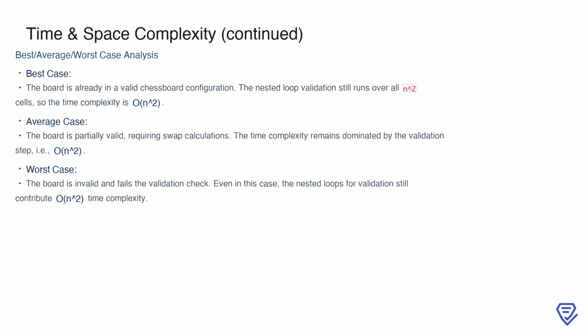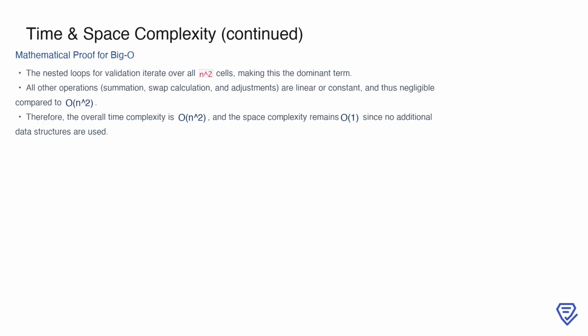Here too, the nested loops for validation iterate over all n² cells, so the time complexity remains n². In all scenarios, the dominant factor is the validation step, which ensures consistent performance regardless of the board's initial state. Finally, let's confirm the overall time complexity using a mathematical proof.